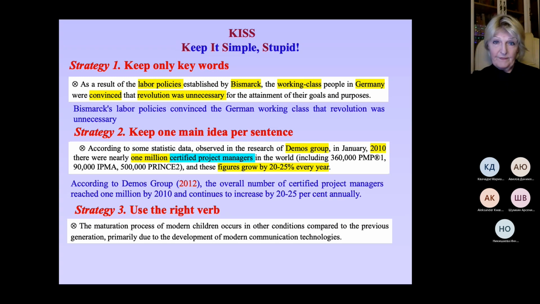The author wrote in the world. You don't write in the world the number of certified project managers in the world. Is the overall number of certified project managers, like not working class people in Germany. People as an empty word, right? German working class. Not labor policies established by Bismarck, but Bismarck's labor policies. One adjective takes in 3 words or more. Look, so the overall number of certified project managers reached 1 million by 2010 and continues to increase by 20-25% annually. I want you to pay attention to percent, written first separately because it's a preposition and noun.